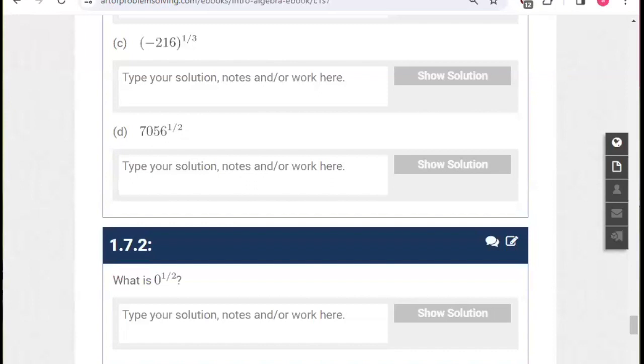Maggie, we're gonna try you again. 1.7.2. Can you read the question? I'm going to give you a second to see if I can hear you.